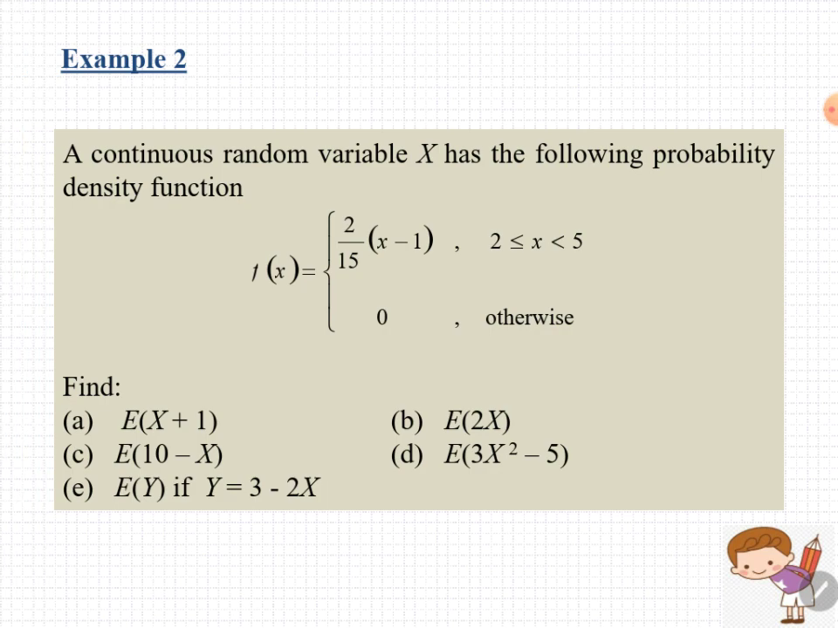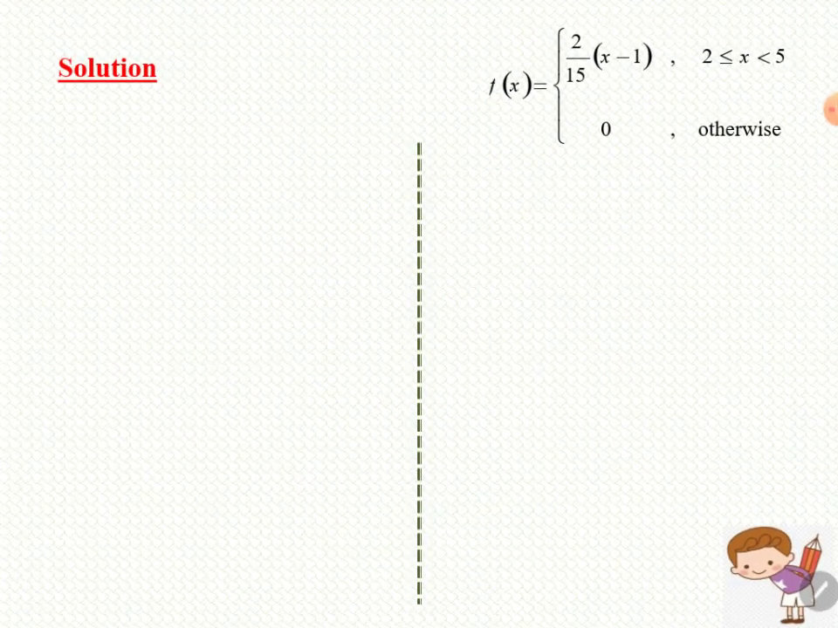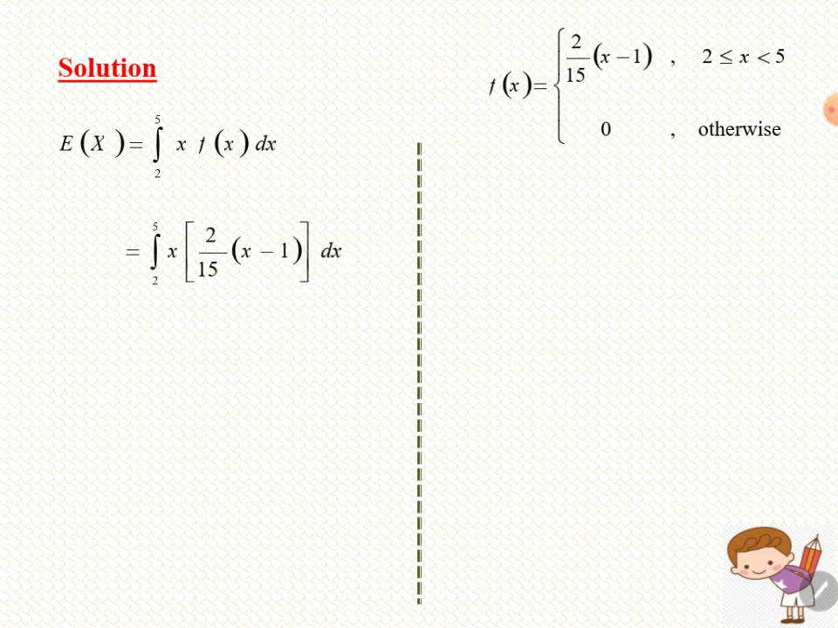Okay, example 2. A continuous random variable x has the following probability density function. The question asks you to find expected of x plus 1, expected of 2x, expected of 10 minus x, expected of 3x squared minus 5, and the last one, expected of y if y is equal to 3 minus 2x. So to find all of these, first thing you need to do is to find the expected of x for questions A, B, and C.